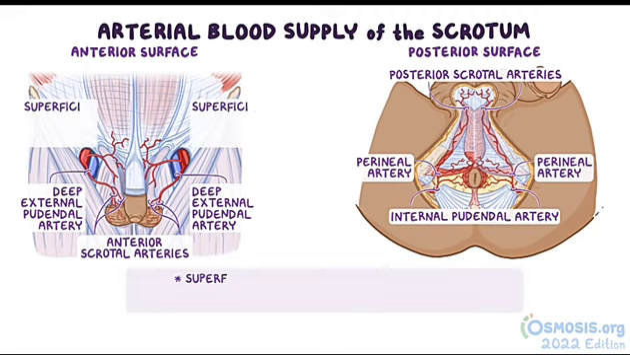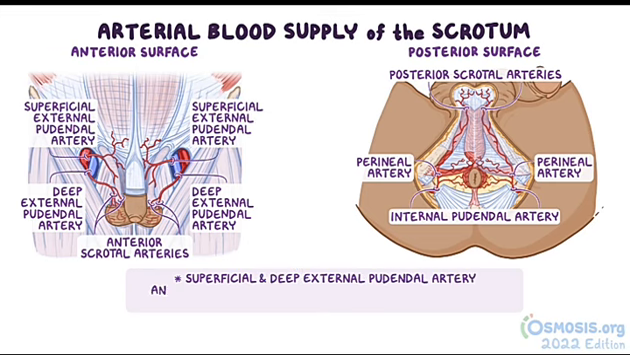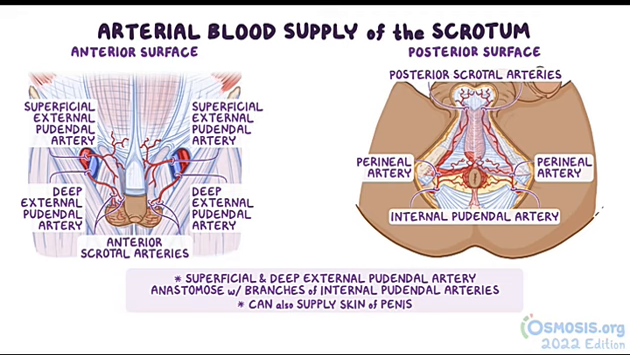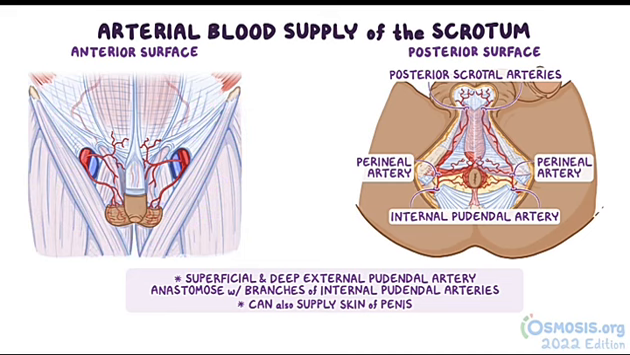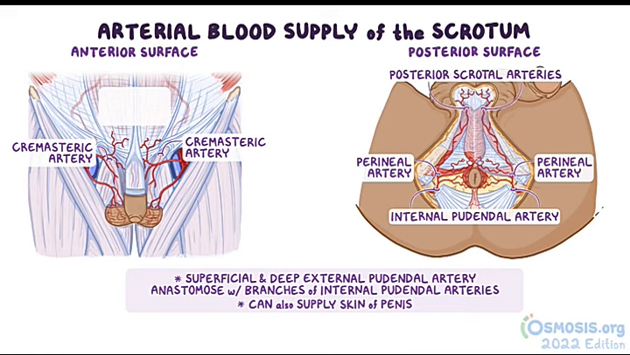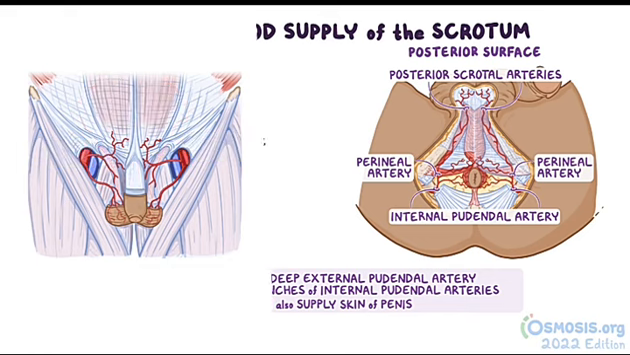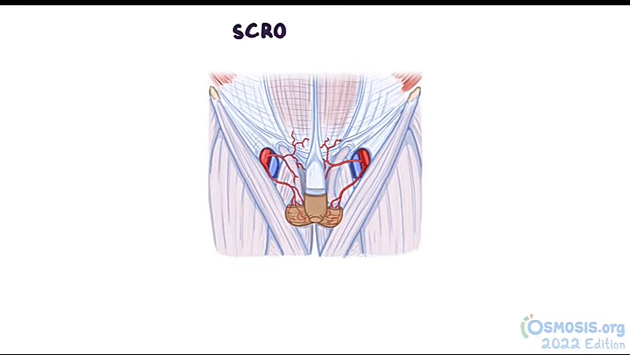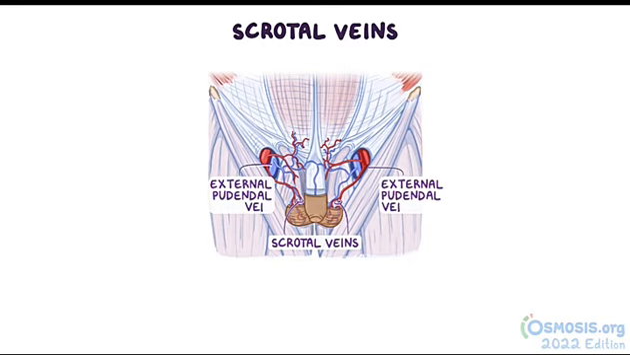Both the superficial external pudendal artery and the deep external pudendal artery anastomose with branches of the internal pudendal arteries and can also supply the skin of the penis. Finally, both surfaces of the scrotum receive arterial blood supply from the cremasteric arteries, which are branches of the inferior epigastric arteries. Next are the scrotal veins, which accompany the arteries and drain into the external pudendal veins.